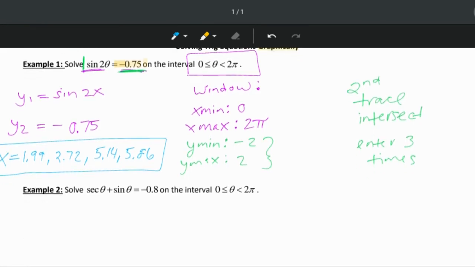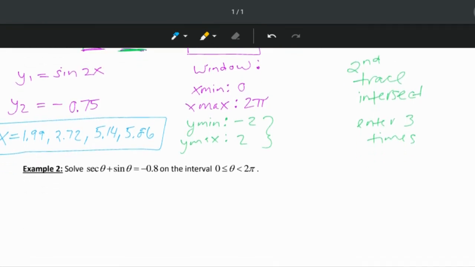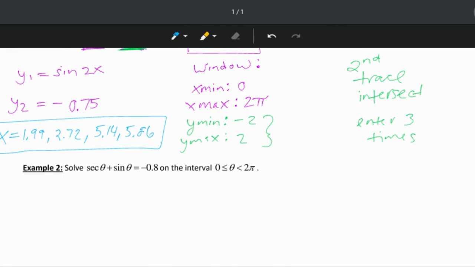All right, so let's take a look at example 2. It says solve this equation on the interval. Same thing. We're going to graph both sides of the equation, set our window appropriately, and go from there. If we're graphing the left side of the equation in our calculator, we'll put that in y1. A little bit tricky because our calculators don't have a secant button. So we have to think about what's another way we could rewrite secant.